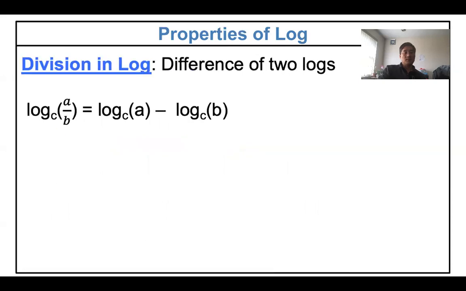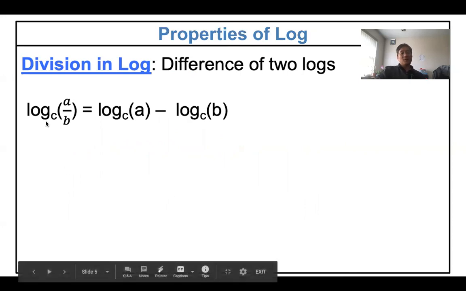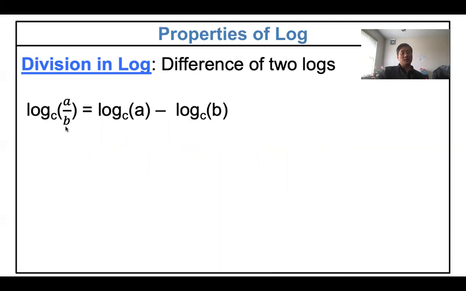How about division? Division and multiplication are very related, similar. If multiplication is adding, what do you do with the division? You subtract. So log c of a over b, you see the division a divided by b. Then how do you separate into two logs? Log c a minus log c b. Backward, if you see the subtraction of two logs, you can combine into one log: log c of a divided by b.